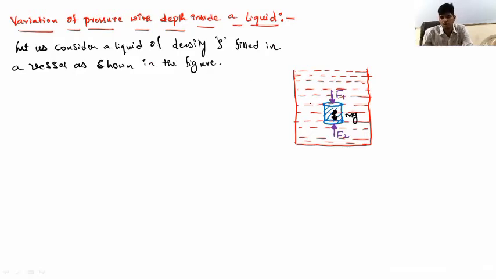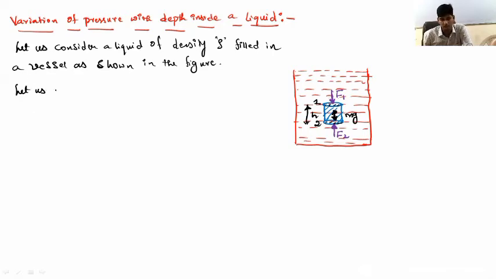We will call this surface as surface 1. We'll call this lower surface as surface 2. Let the height of this cylinder be h. So we have considered a liquid of density rho filled in a vessel as shown in the figure.